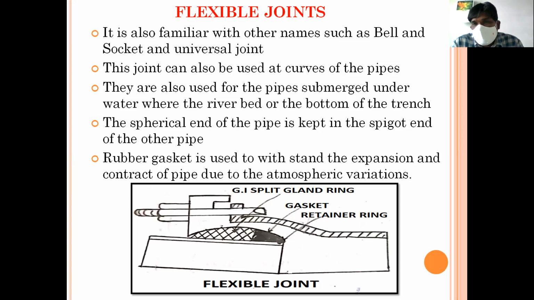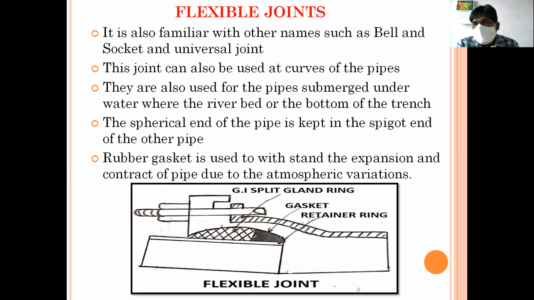The speciality of this joint is that we can use it even at the curves of the pipes, whereas in the previous joints we have seen everywhere, the pipe is laid on a plane surface. This joint is more flexible and more convenient to join the pipes at the curves also. One more characteristic feature of this flexible joint is that we can adopt it in water, in ground, or underwater.